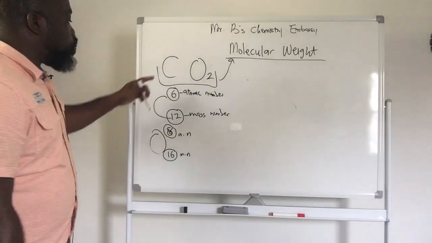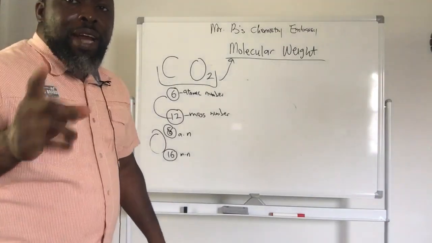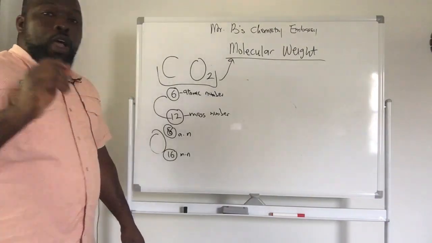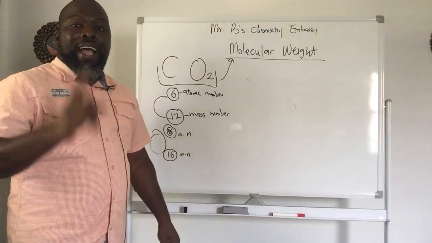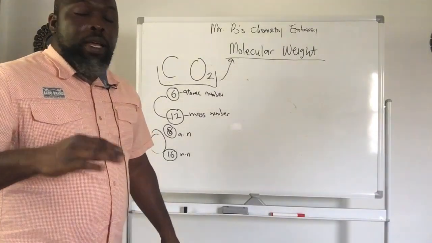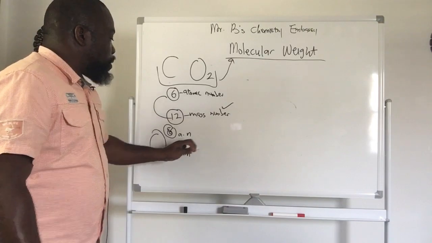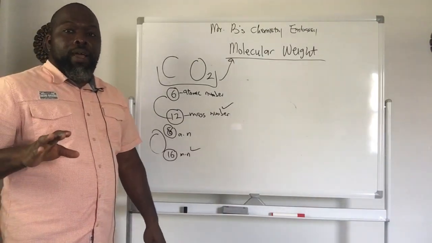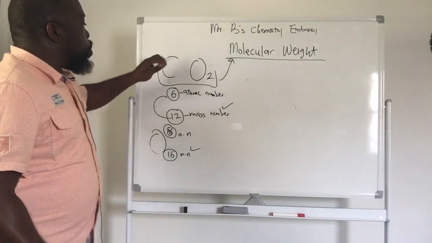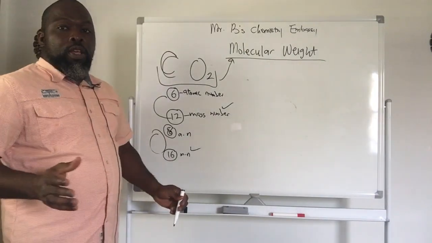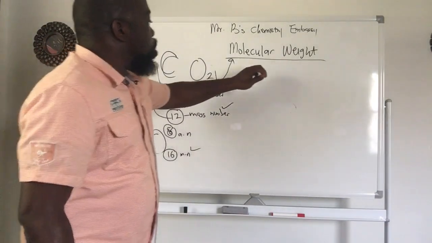So how do we use these two numbers to calculate our molecular weight? It is very, very important that in the calculation of your molecular weight, we always use the mass number, not the atomic number. We always use our what? Our mass number to calculate our molecular weight. Always the mass number. We leave out the atomic number. Now, so we have this compound, CO2. So how do we calculate the molecular weight? All we do is CO2.